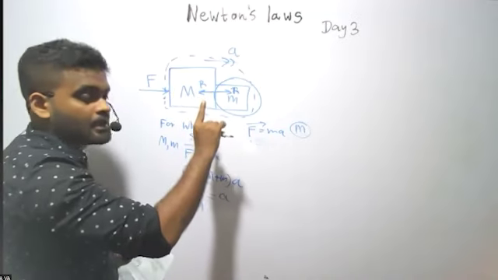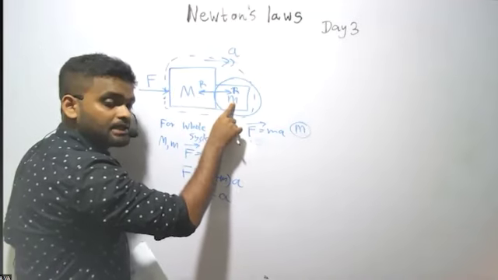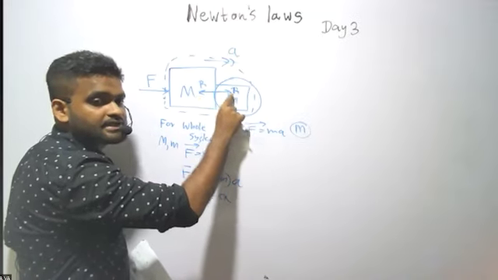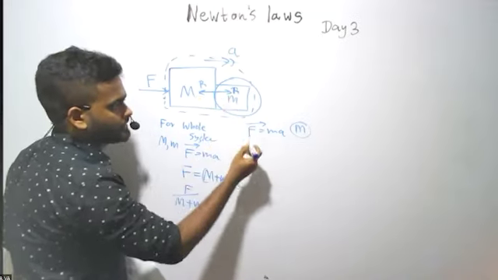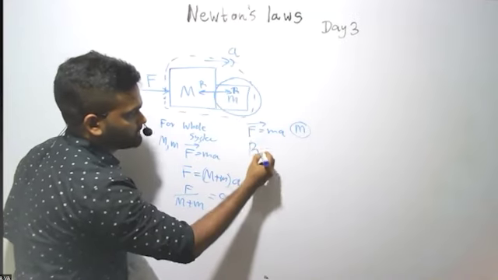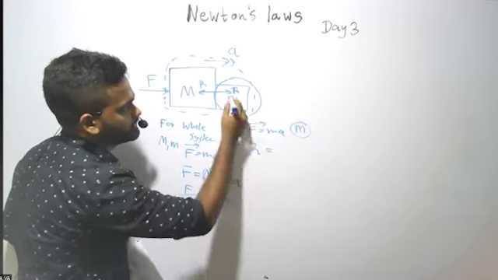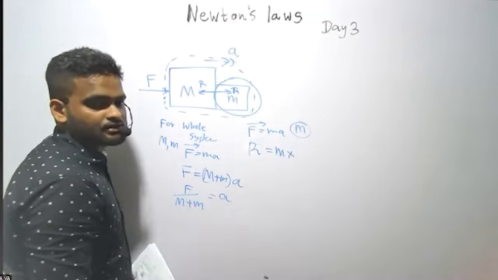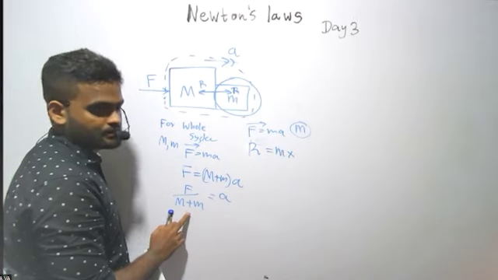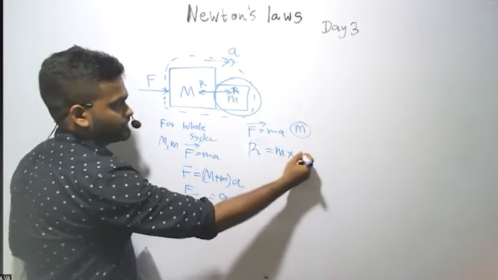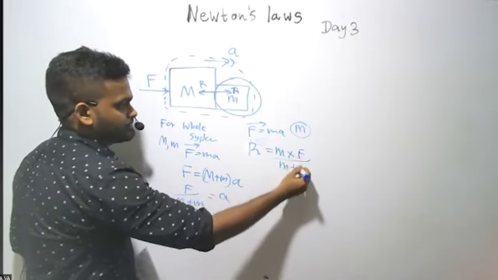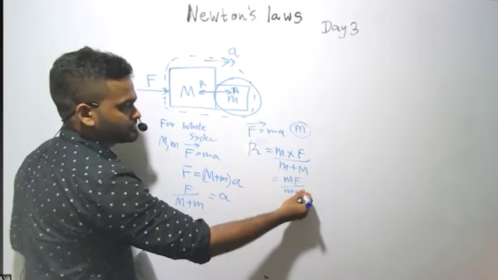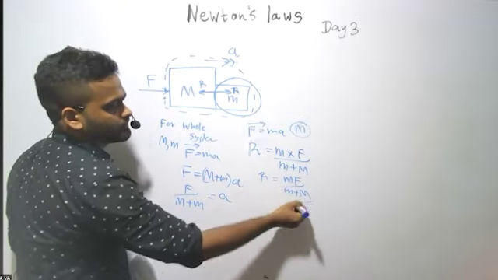But if we consider only small m, this force is an external force. So just substitute it here, capital R to this side. Mass is small m. Acceleration, what is acceleration? This acceleration, right? Then you can plug it here: F divided by small m plus capital M. So R equals M F divided by small m plus capital M. Take it down.